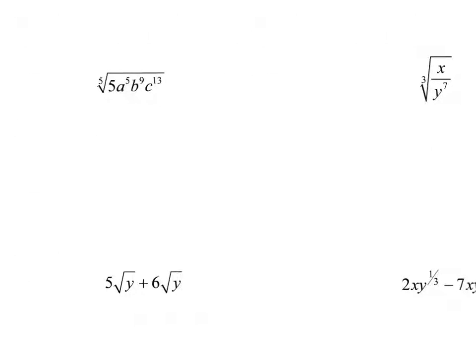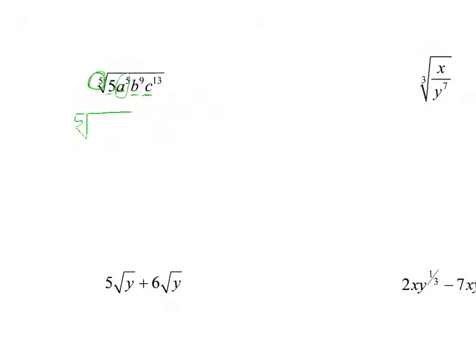All right, remember now, I'm looking at this number here and I'm saying, oh, I need groups of 5, or 5 in a group. Now 5, I can't simplify that at all. A to the 5th will be good because that's a group of 5 right there. B to the 9th, although it's not a group of 5 itself, has a group of 5 in there. And C to the 13th also has a couple of groups of 5.